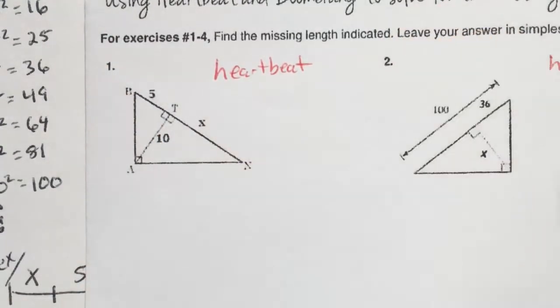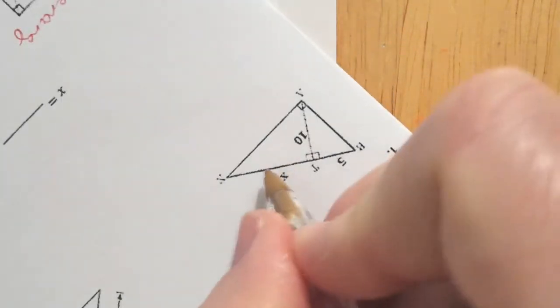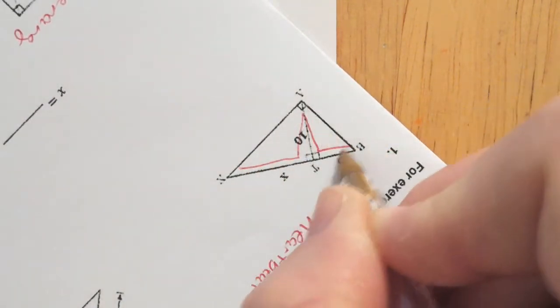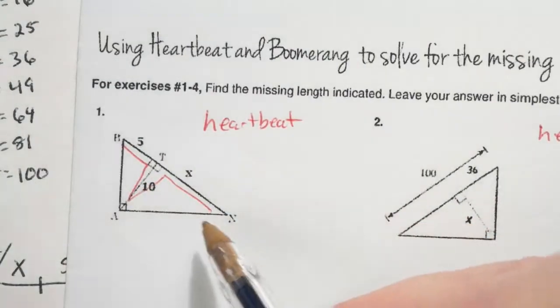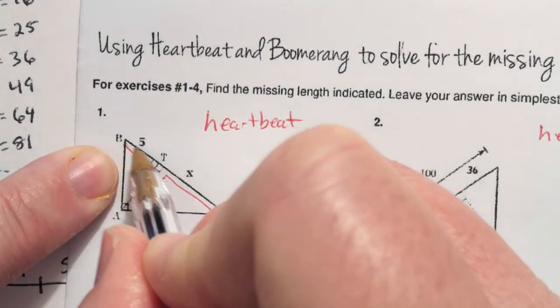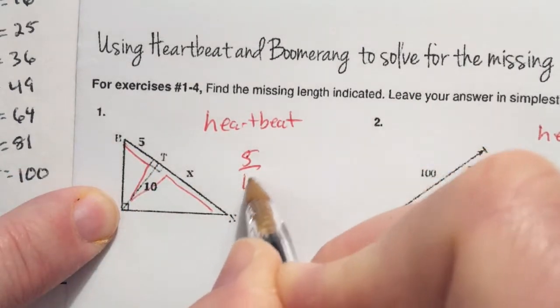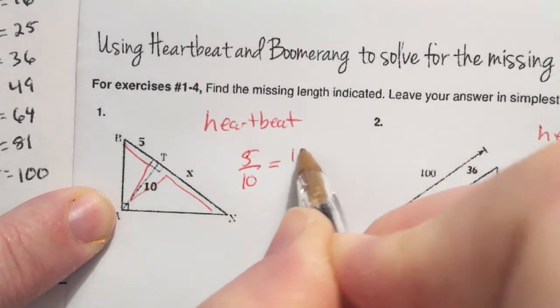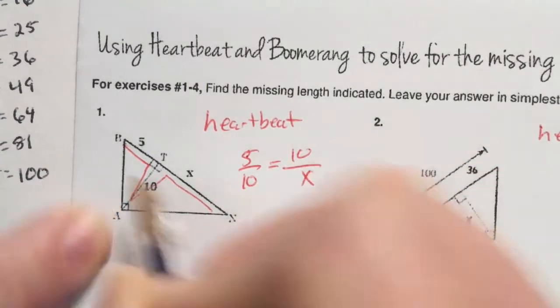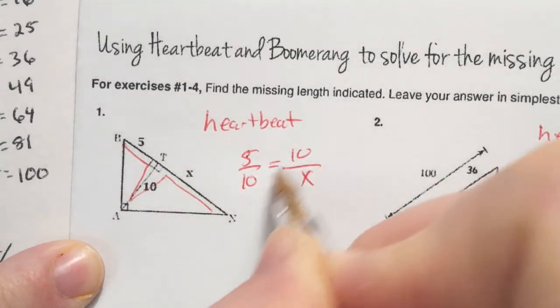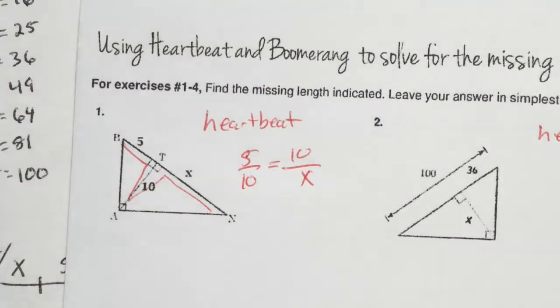So heartbeat is just like a heart monitor. If you turn it sideways, you'll be able to see it better. It would be this over this equals that over that. Boom, boom, boom. Right? It doesn't matter which direction you go. So it would be this distance right here, 5 over 10 equals 10 over x. So this over this equals this over this. Notice that these two are the same. Just point that out, and that'll keep happening.